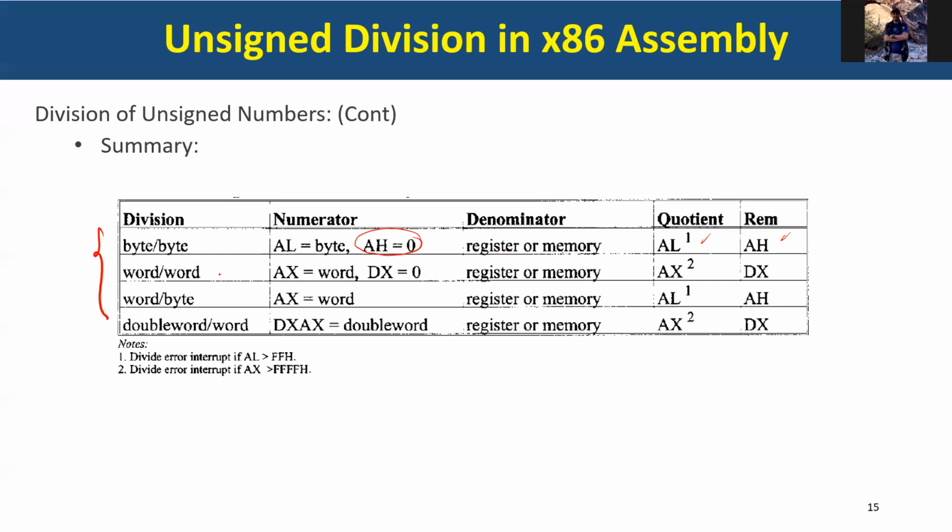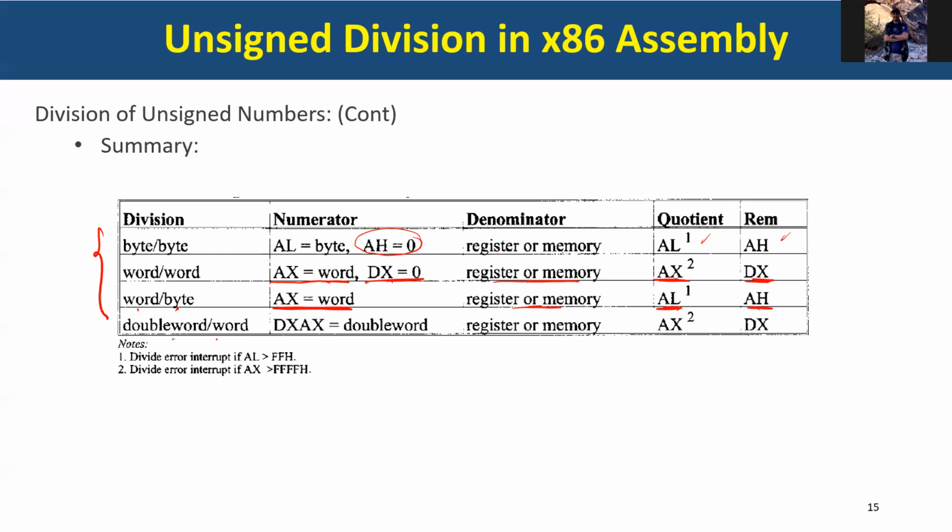When you divide word by word, AX will have this word, the numerator. DX should be 0. The denominator should be a register or memory. The output quotient will be in AX, and the remainder should be in DX. When you divide word by byte, AX should have this word. The denominator should be a register or a memory. The output quotient will be in AL. The remainder should be in AH.